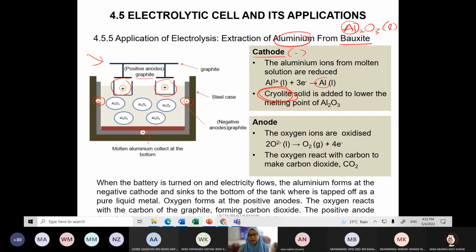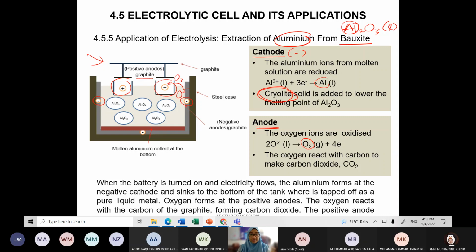Okay, on the other hand, anode pula, oxide tadi will be discharged at the anode, will be oxidized. So it will produce oxygen. Oxide bukan water oxide. So they produce oxygen. Okay, they oxidize and produce oxygen. So this is the equation. Okay, so the oxygen react with carbon. Okay, bila oxide tu, you imagine oxide attracted to the anode. Okay, and then dia akan oxidize dekat anode. Bila oxidize dia jadi oxygen.